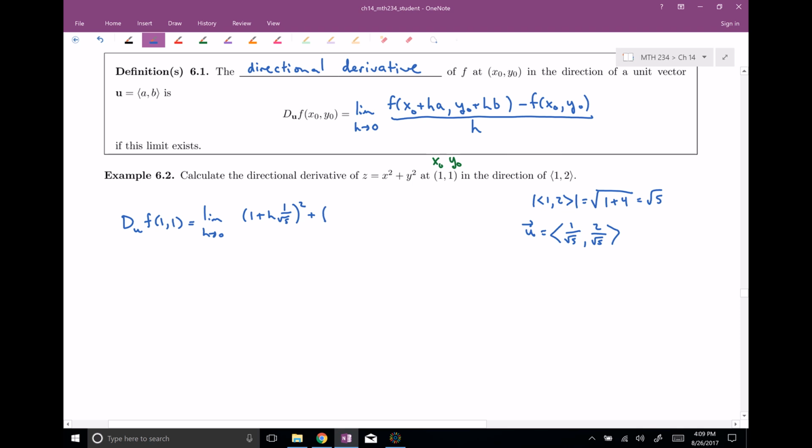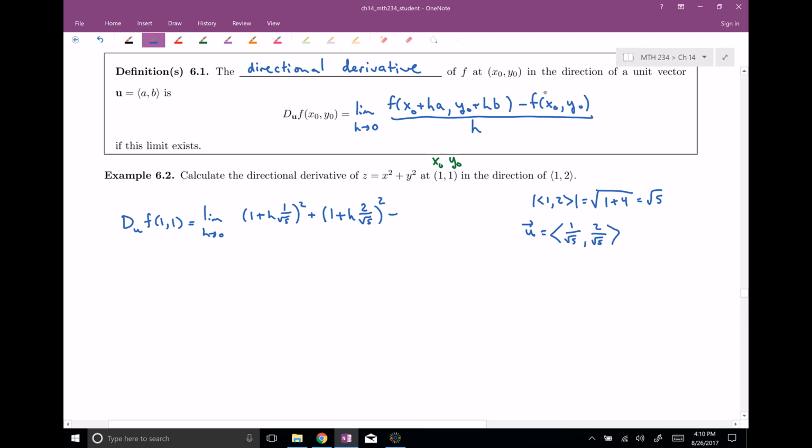So the y component, y sub 0, that's 1, plus h times b. b, again, is the y component of our unit vector, so that's going to be 2 over root 5. And again, this needs to be squared. So we took our x component and squared it, and we took our y component and squared it, right?